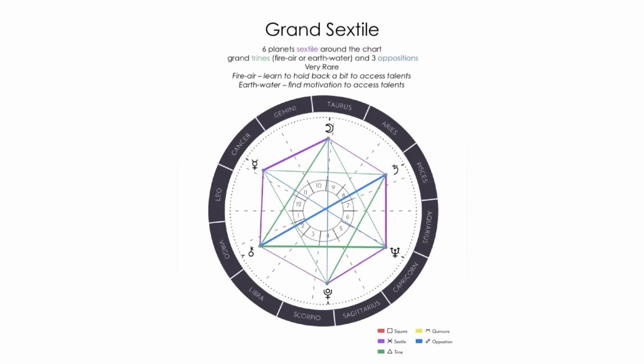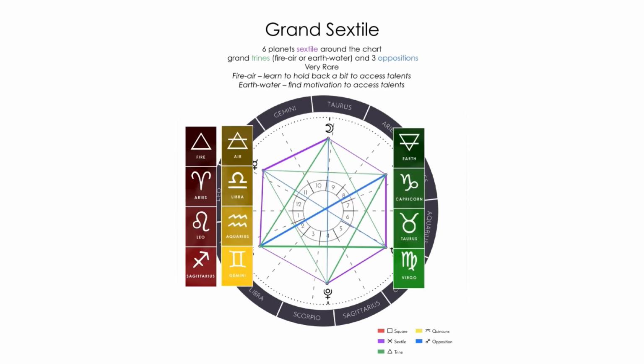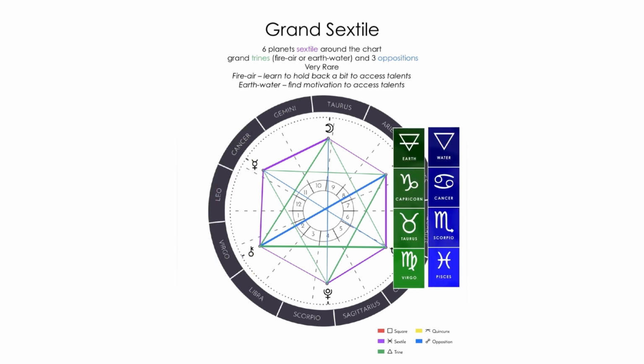A grand sextile, which is an extremely rare thing to have in your natal chart, it's 6 planets that are sextile to each other going around the chart. And there's 3 different oppositions, as well as 2 grand trines, and it'll be fire and air or earth and water. For fire and air, you're going to want to learn how to hold back a bit to access your talent. For earth and water, you want to look to find motivation to access your talents.